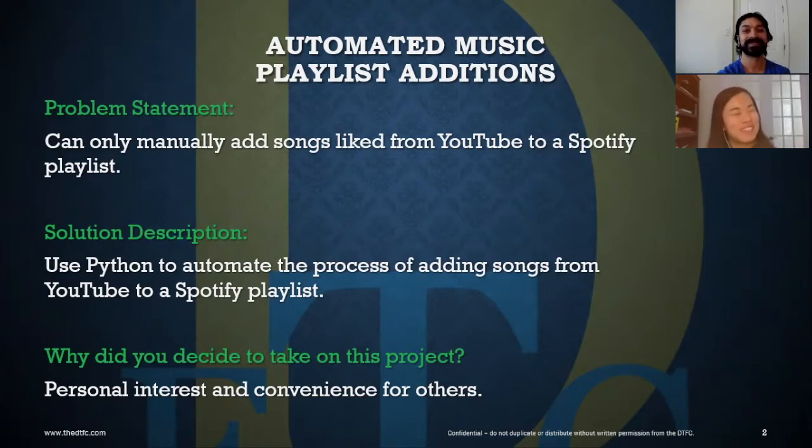I know it's a first world problem, but I'm sure that many people have the same concern as me. So my solution is to use Python to automate the process of adding songs from YouTube, so the songs that I've liked so far, to a Spotify playlist. So I can definitely break this down in several steps later on, but that's kind of the basic description of it.